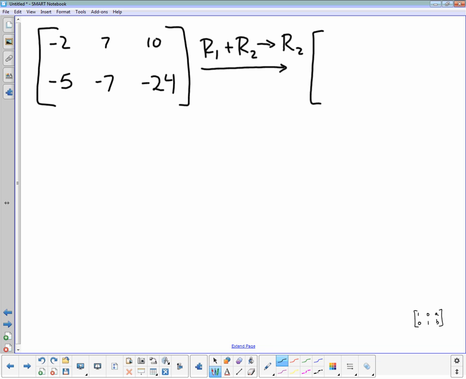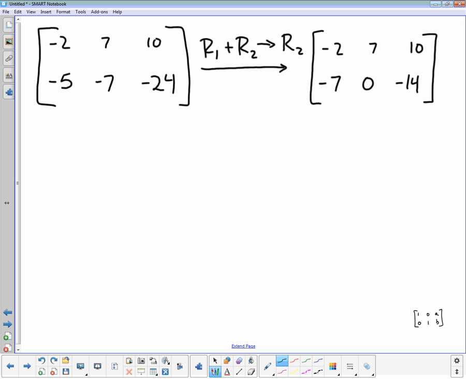This thing results in, now I didn't change the first row. The first row has not gone anywhere. It's still the same. Now when I add the 2 rows and replace the second row with it, I wind up with -7, 0, -14. Okay?